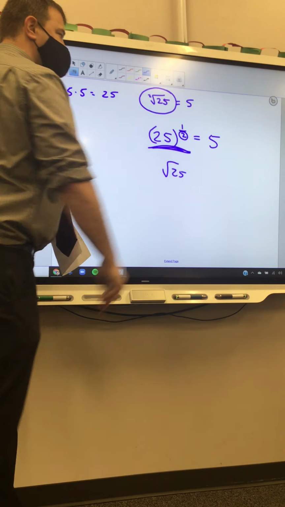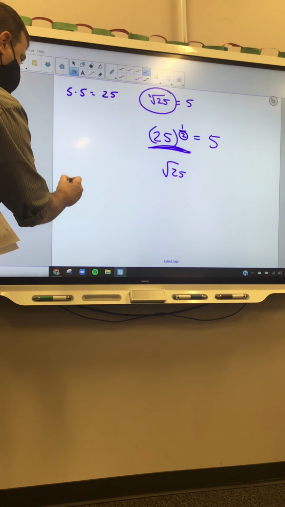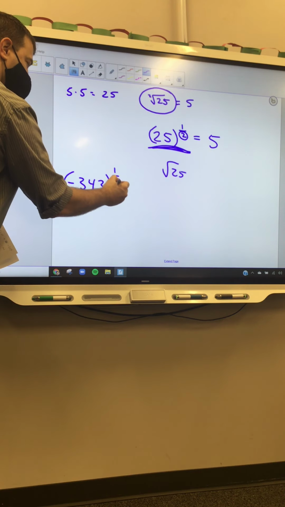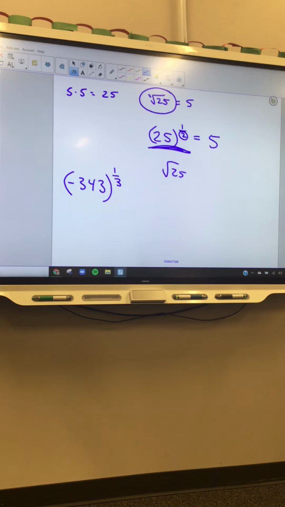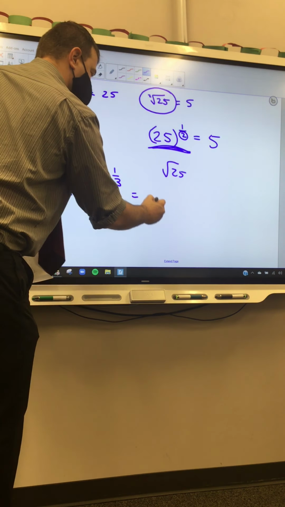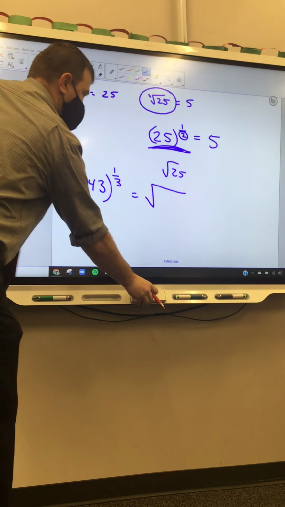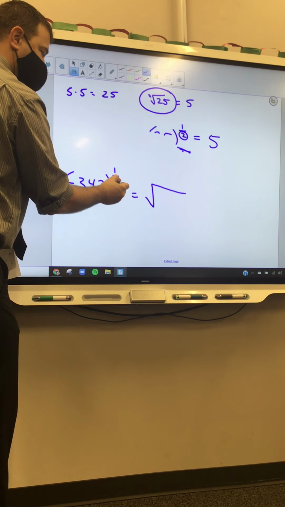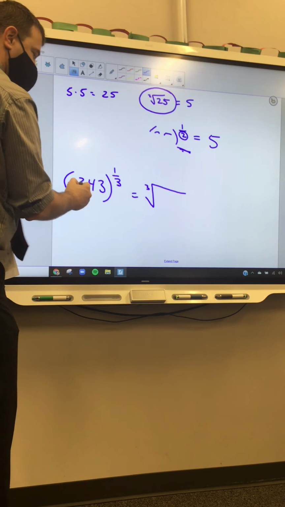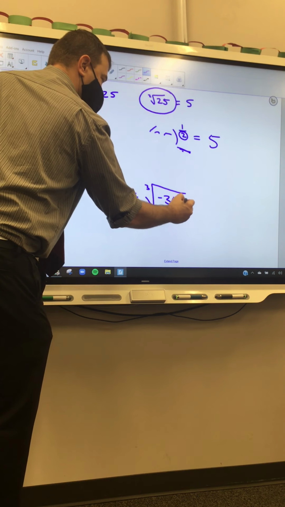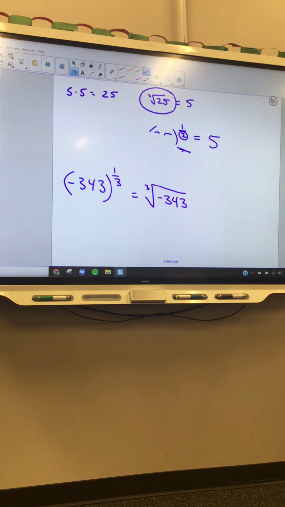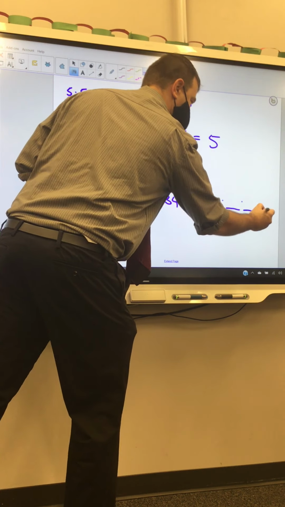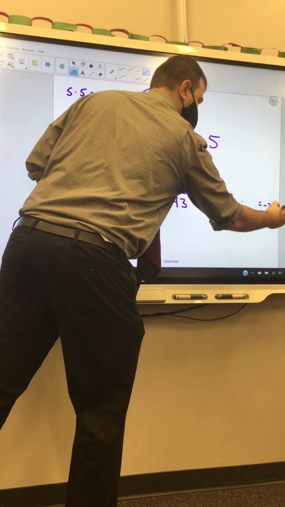If we change that to something else, for example, if I have -343, and I'm going to raise that to the 1/3 power, I say, well, raising to a fraction is the same as using a radical, except in this case, I'm going to get rid of this stuff. In this case, it's not a square root, but a cubed root. So really another way to write this is the cubed root of -343, which again means what times itself 3 times gets me to -343.